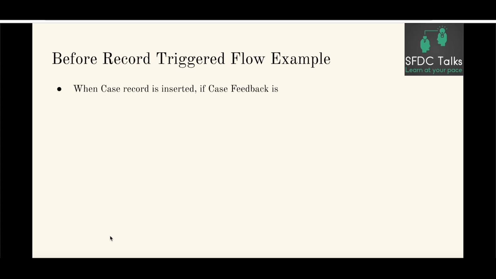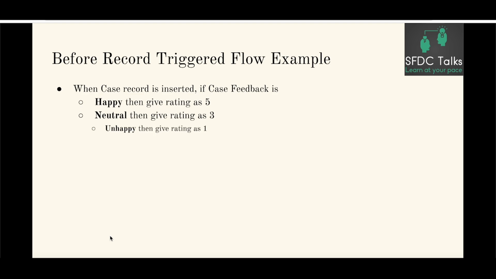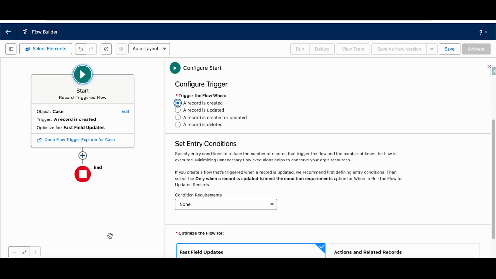So what does the example say? I just want, when a case record is inserted, if case feedback is happy, then I want to give a rating as 5. When it is neutral, then give a rating as 3. And when the feedback is unhappy, then give the rating as 1. Since on the same record I just want to have these values, I can use before record triggers instead of going with after triggers, right? Let us start on the example.